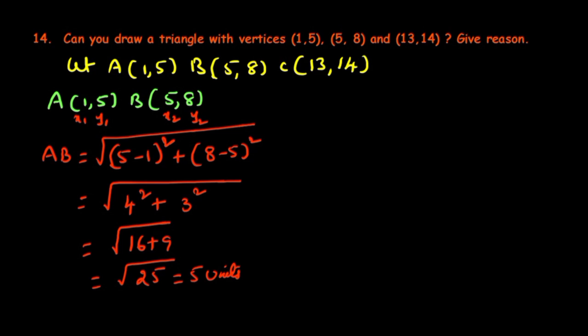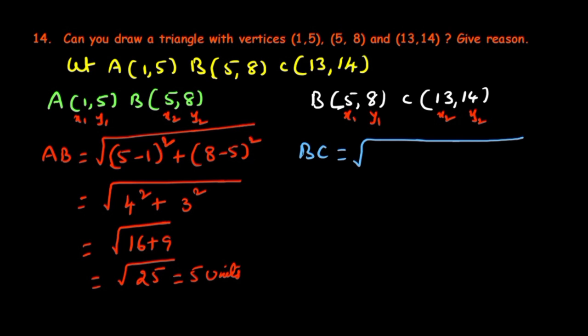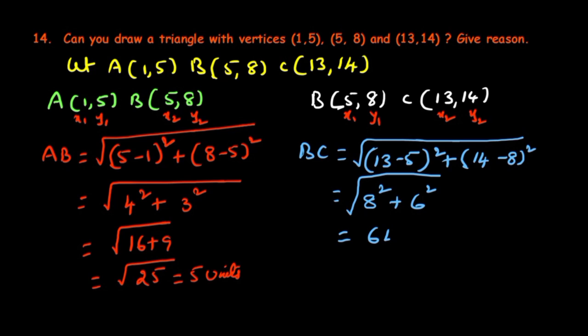So next we should take the distance between BC. What is the point B here? This is 5, 8 and C is 13, 14. So now we take this as x1, y1 and this as x2, y2. So BC is equal to root of (x2 minus x1), this is 13 minus 5 whole square, plus (y2 minus y1), this is 14 minus 8 whole square. So 13 minus 5 is 8 square plus 14 minus 8 is 6 square. So 8 square is equal to 64 and 6 square is equal to 36. By adding both we get root of 100, which is 10 units. BC is equal to 10 units.